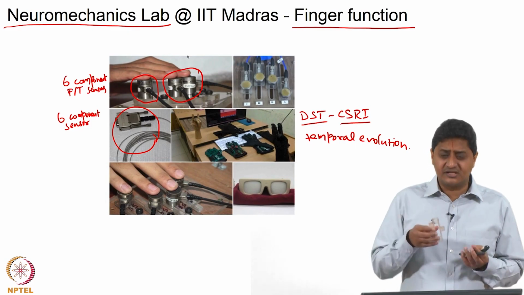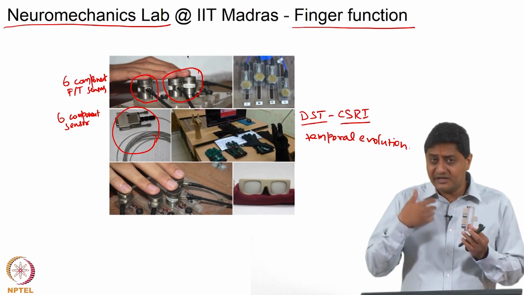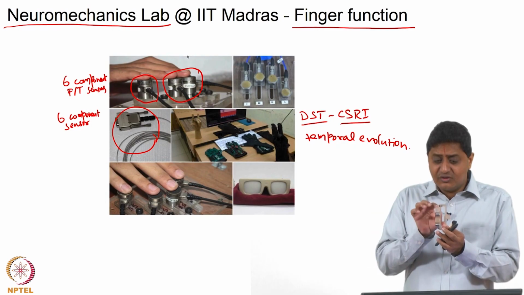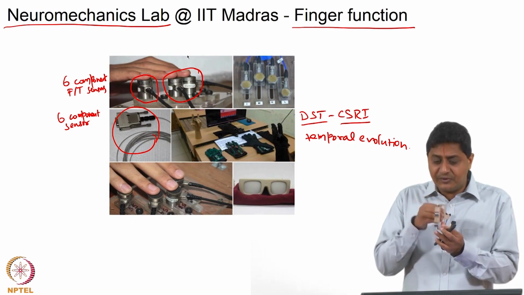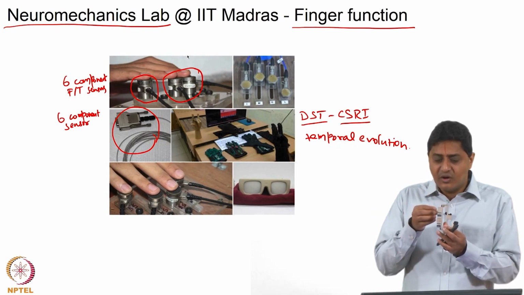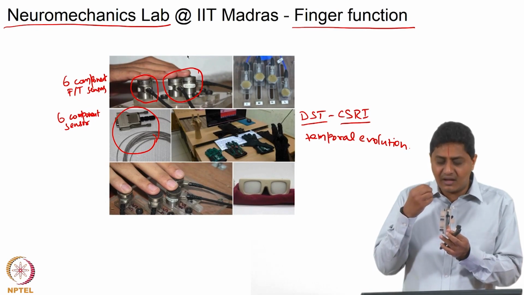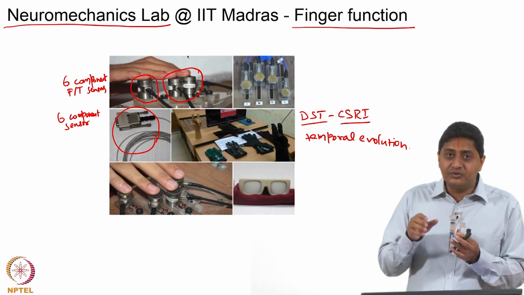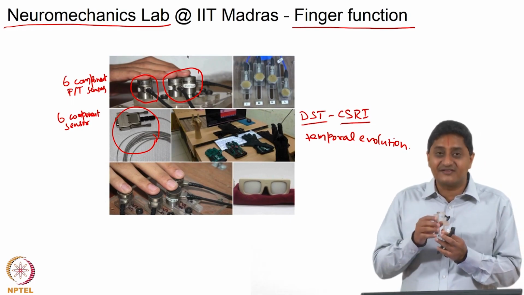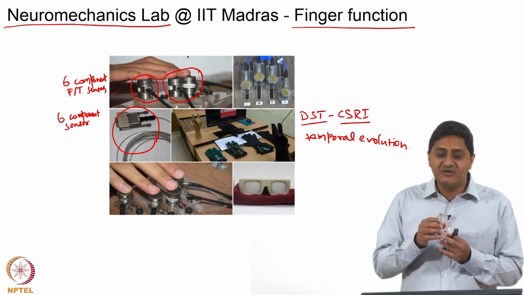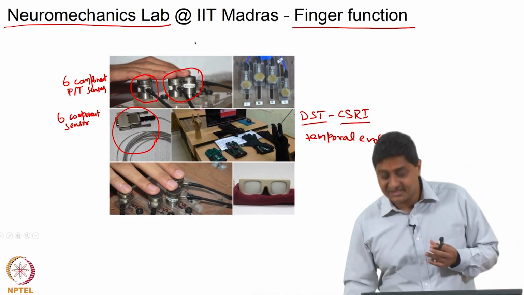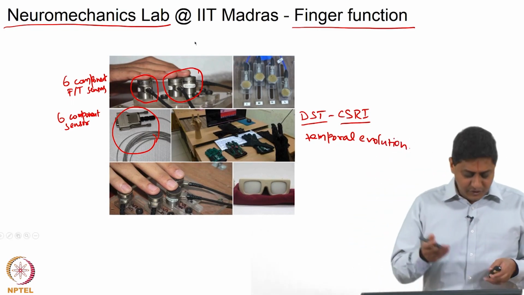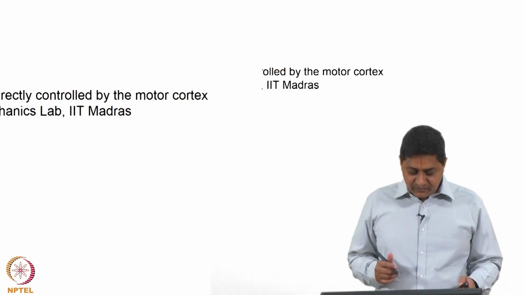Those who are interested can visit our lab website to know more or write to me, I will be happy to explain. So, we produce objects whose mechanics are not obvious, are completely non-intuitive, and we ask people to adjust to such objects. How does the human system adjust to such perturbations is the question that we ask. Those who are interested can check it out.